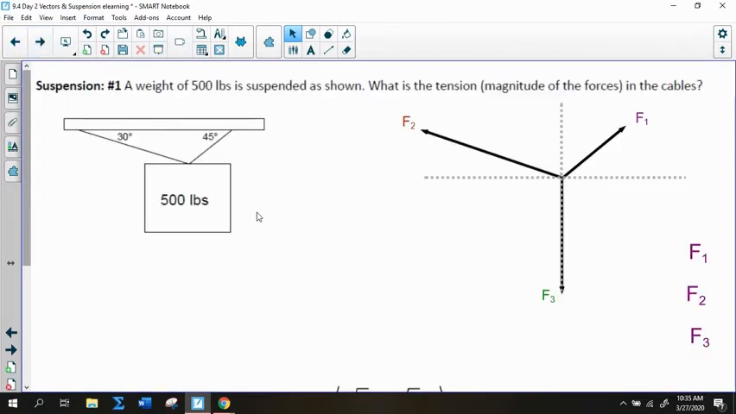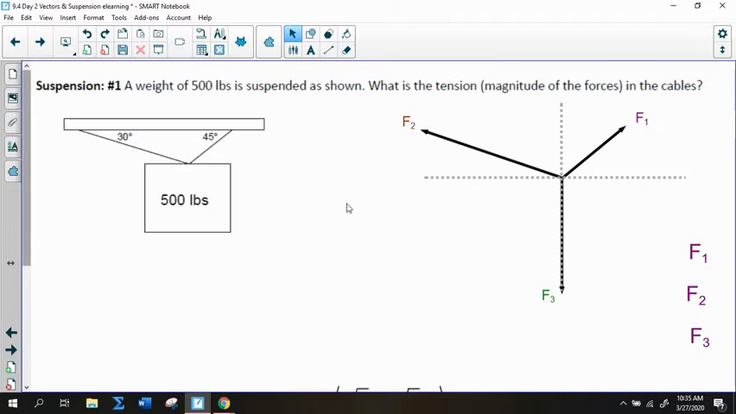Okay, so here's our first example. It's going to take a while to get through, so I'm hoping that you can bear with me as we go through it. And I'm also going to show you how to do something on the calculator at the same time. So a weight of 500 pounds is suspended as shown. So we've got this 500-pound object, and it has these two cables that are holding it to the ceiling. And the cables are making these angles with the ceiling. And they must have a good, decent amount of tension in them to keep this 500-pound weight from moving.